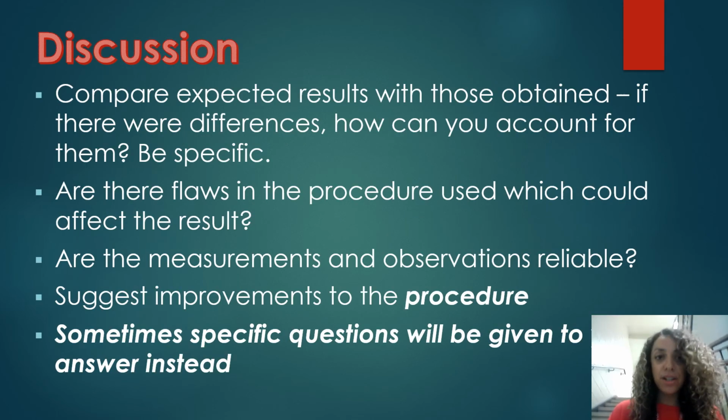Next comes the discussion. The discussion is where you compare your expected results with those obtained. So what you thought was going to happen versus what actually happened. If there were differences, how can you account for them? You would be specific here. Were there flaws in the procedure that maybe affected the results? You can list them here as well. Are the measurements and observations reliable? You can suggest improvements to the procedure. Sometimes I'll actually give you a specific question to discuss in the discussion portion of the lab report, but sometimes I won't.